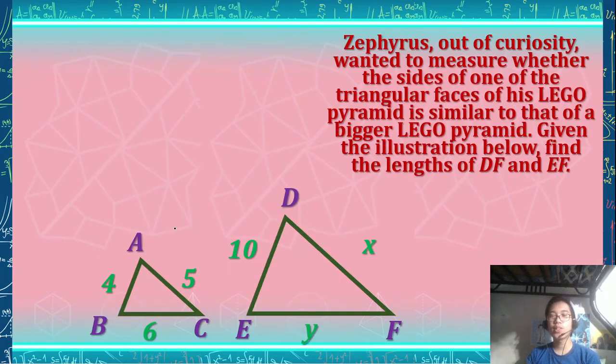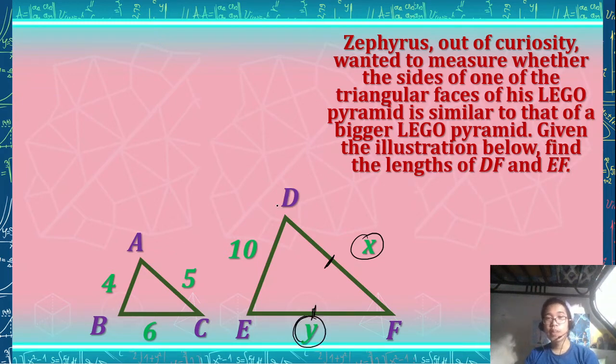So let's try this problem, guys. This is the fourth problem for ratio and proportion. Zephyrus, out of curiosity, wanted to measure whether the sides of one of the triangular faces of his Lego blocks pyramid is similar to the bigger Lego pyramid as shown below. Given the illustration, find the value of DF, the value of x, and the value of EF, the value of y.